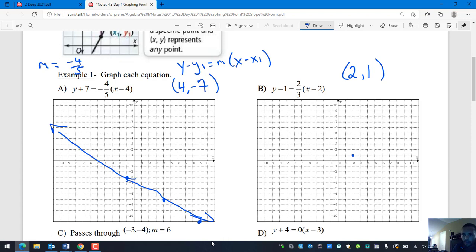And then what is my slope? What is my m value? My m value is equal to 2 over 3. It is a rise of 2 and a run of 3, so I go up 2 from this point, 1, 2, over 3, 1, 2, 3.